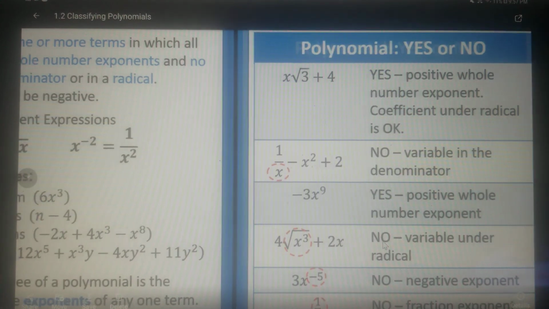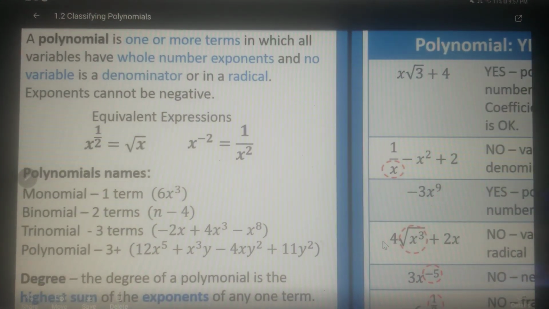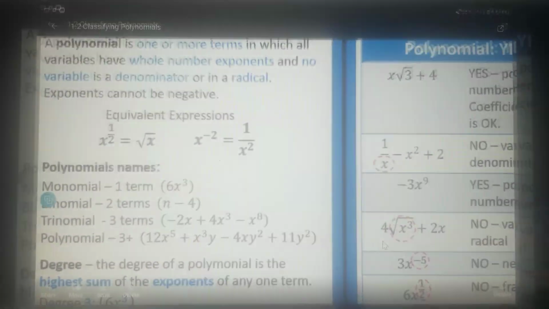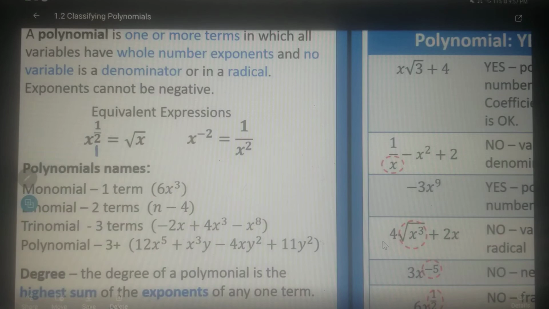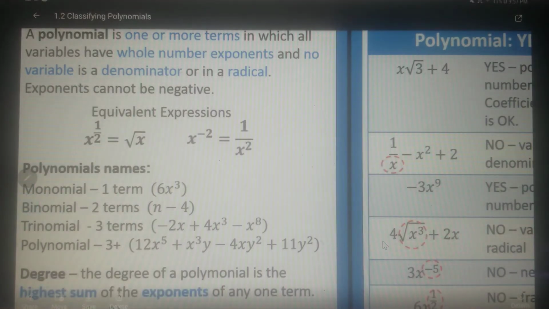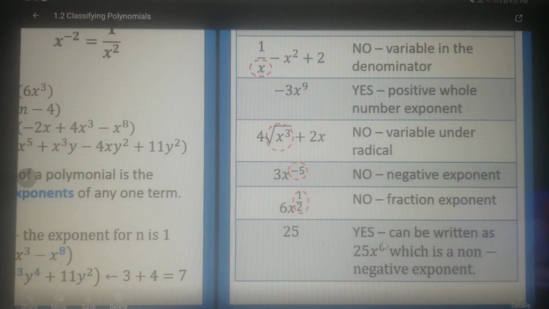Okay, so remember, those are our 4 no's: fraction, radical. So our 4 no's over here were fraction, no; radical, no; negative, no; denominator, no.